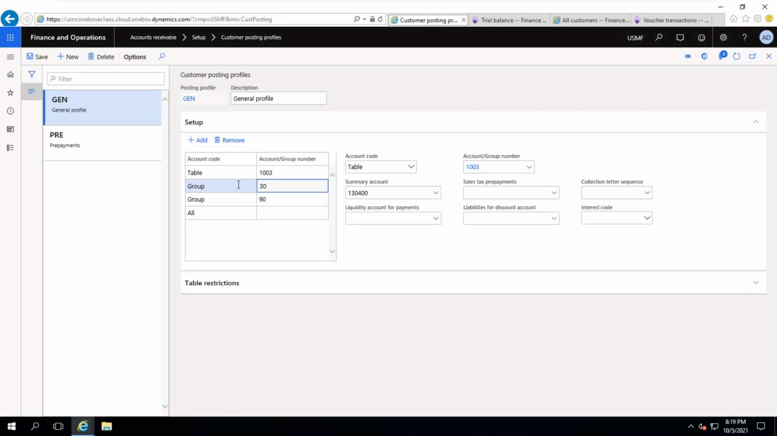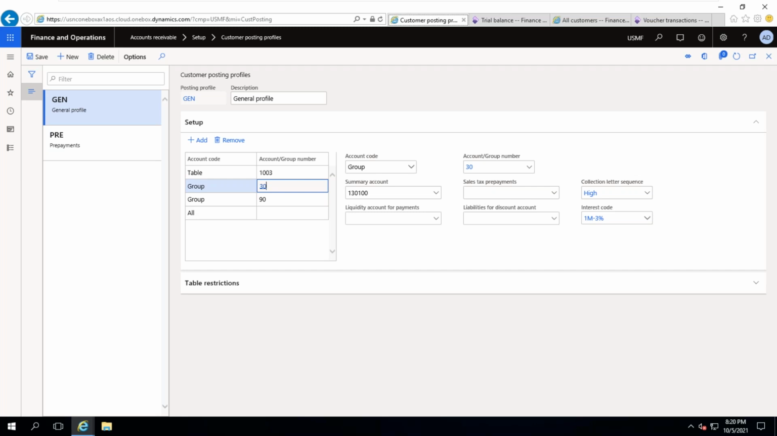See, the customer is linked with group 30, and that 30 is linked with 130100. Am I right? But this customer has a specific significance. That is the reason I have mapped 130400. Now, if I post a transaction, it will not look for the customer group first. It will look for direct mapping. For 1003, I have mapped 130400 directly. It will post to this account rather than this one. Understood?